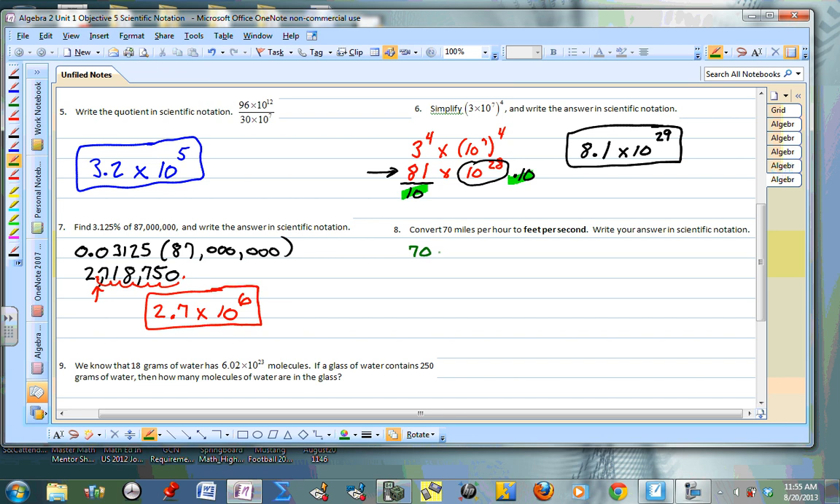70 miles per hour can be written as a ratio as 70 miles per 1 hour. Now, what we want to do is get rid of miles and convert that unit to feet. So we're going to multiply by another ratio. And remember that there are 5,280 feet in 1 mile.